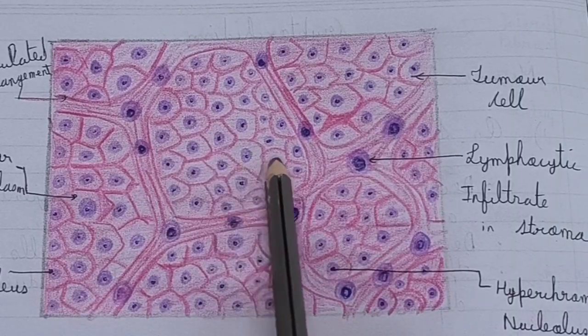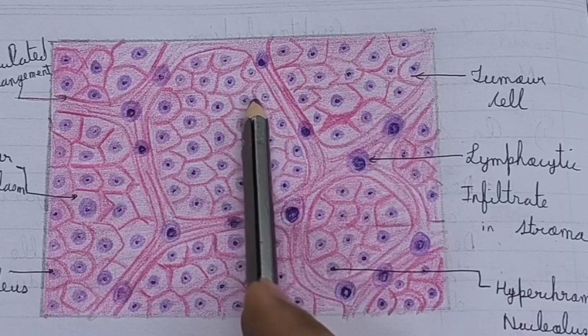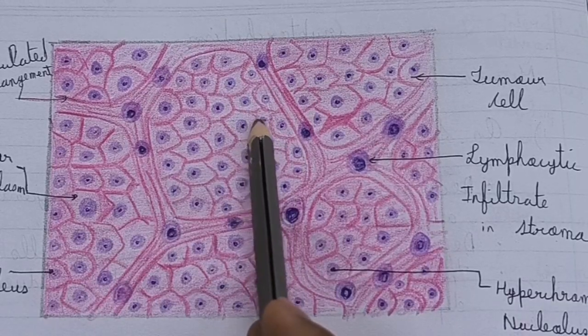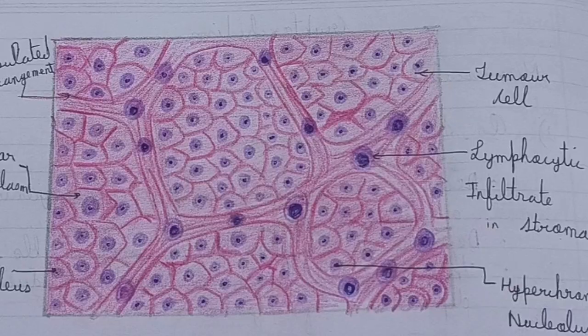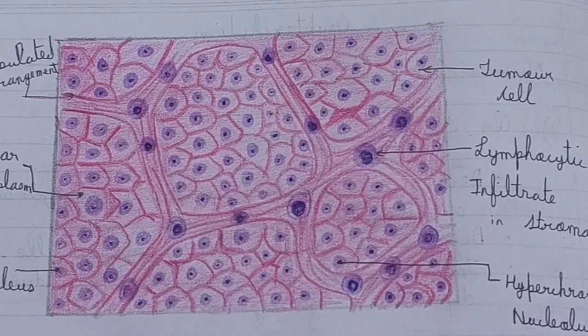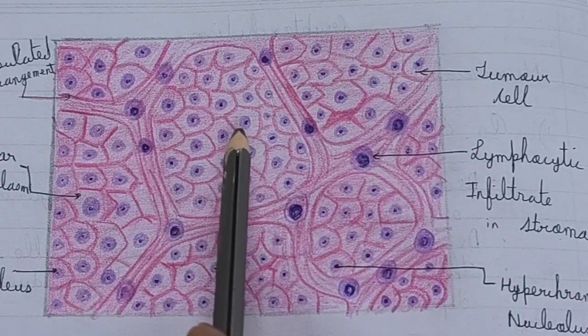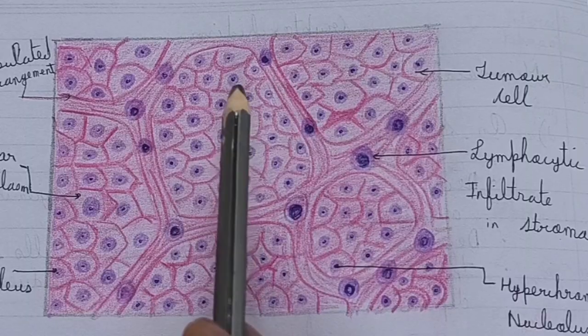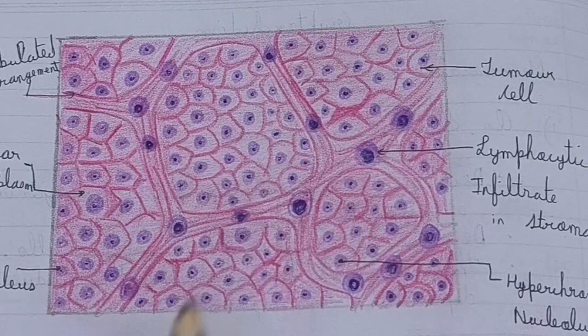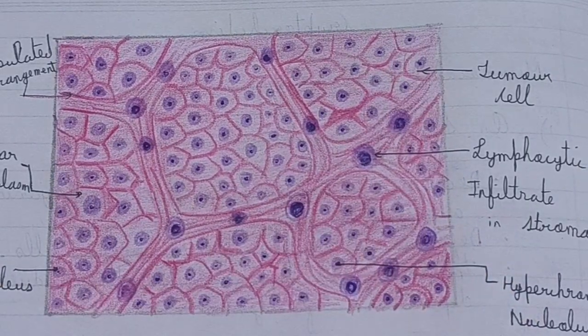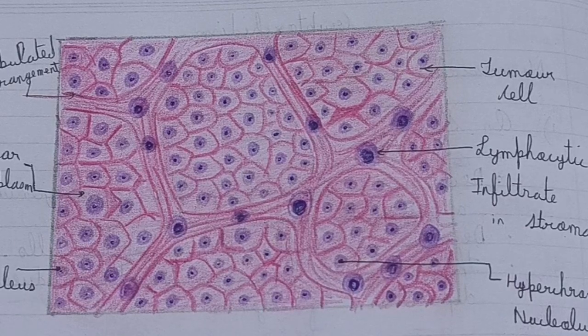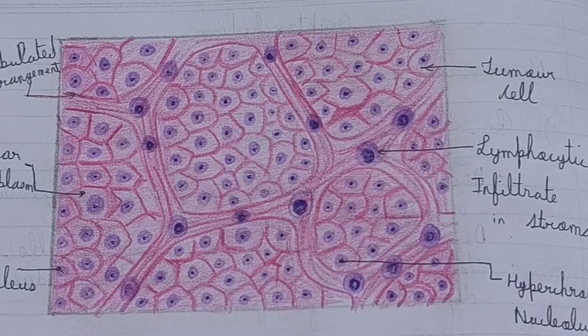And the second thing, see that in this diagram almost all the tumor cells are similar to each other in terms of appearance, shape and size. So simply you can write that all these tumor cells are uniform in shape and size. So this is the second piece of information. By seeing this diagram, simply you can relate the two basic pieces of information.